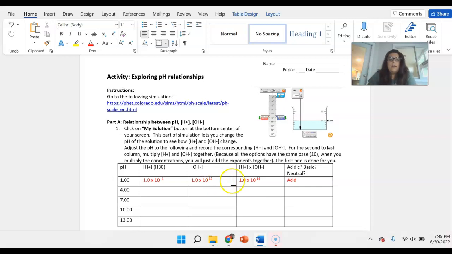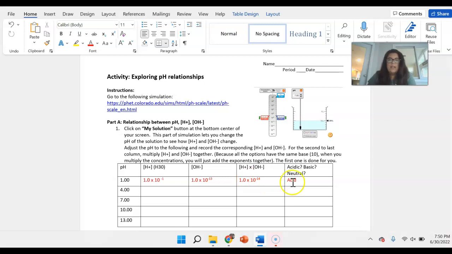And then it says that you're going to multiply these. Now, remember from the other unit that when you multiply exponents that have the same base, and this all has the same base, there's a base of 10 here and a base of 10 here, you're really just adding them. So you're going to add the exponents together, just the exponents. So negative 1 plus negative 13 ends up giving you negative 14. And then multiply this. So 1 and 1 is going to be 1, right? So you end up with 1.0 times 10 to the negative 14th.